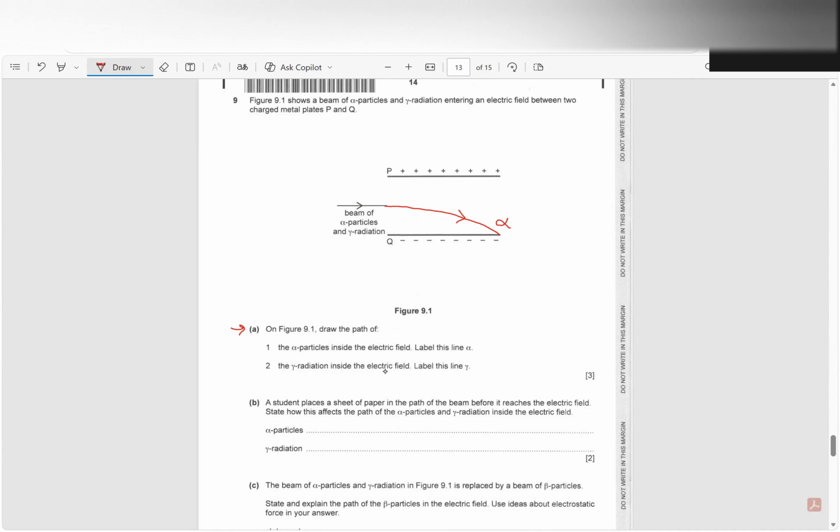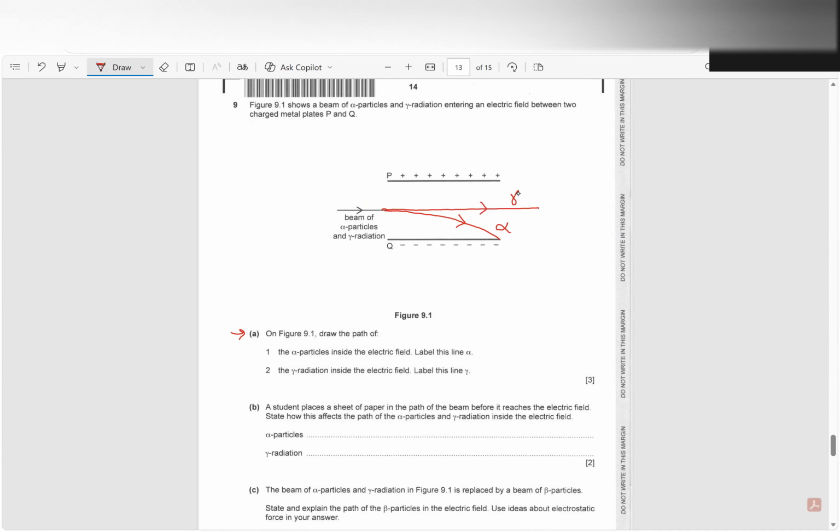Number 2, the gamma radiation inside the electric field. Always remember, gamma radiations are not going to deflect due to magnetic or electric field because they're neutral. They're not going to show any deflection. They're going to pass straight through. And this is something we're going to call as gamma radiations.